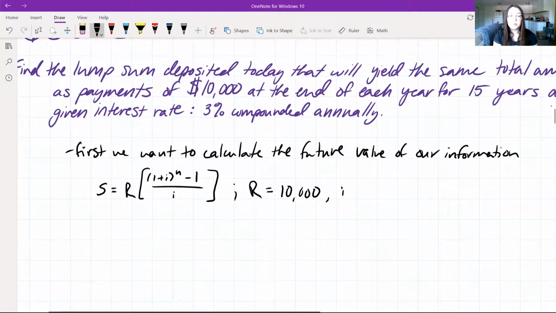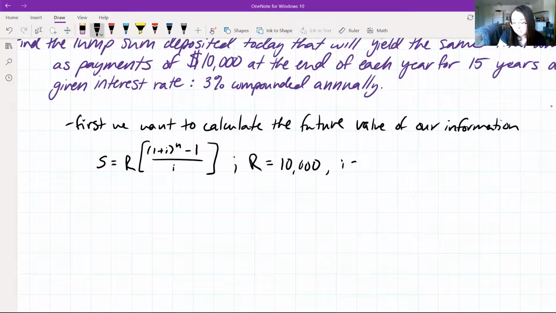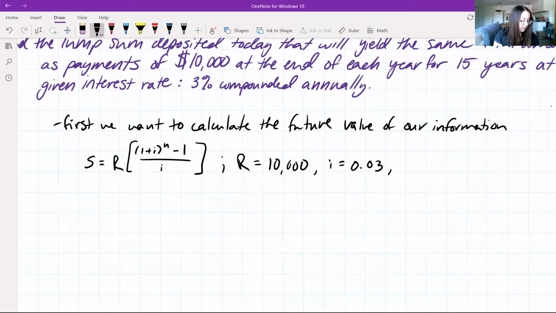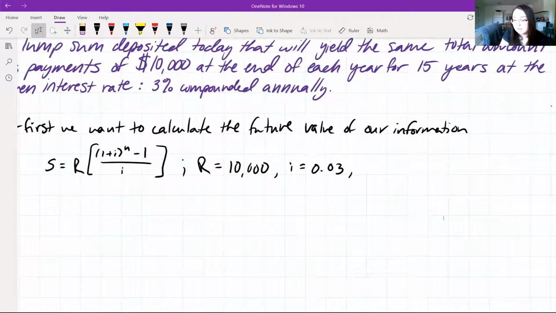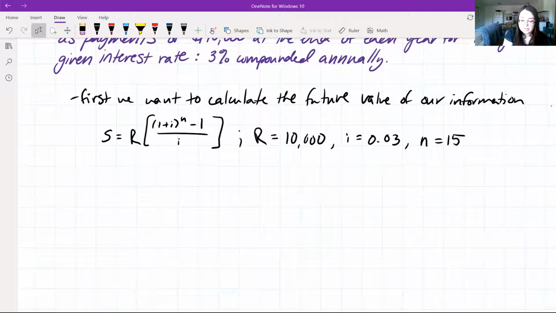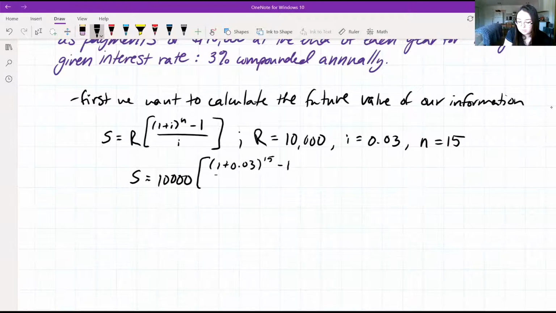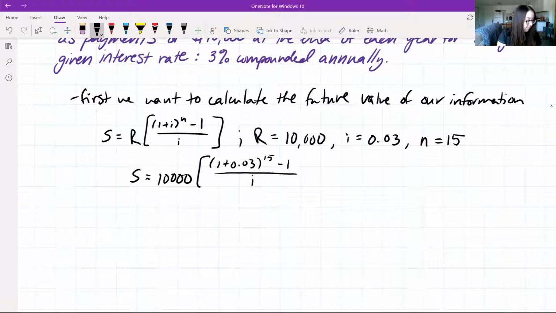I is 3% compounded annually. So I is just going to be 3%. And we're thinking about 15 years, and since we're compounding annually, n is just going to equal 15. All right, so let's calculate our future value. We get S is equal to 10,000 times 1 plus 0.03 to the 15th power minus 1 divided by I.